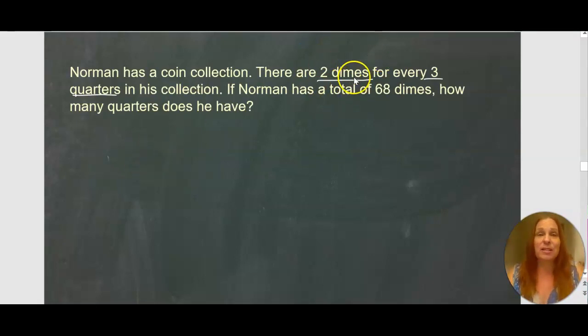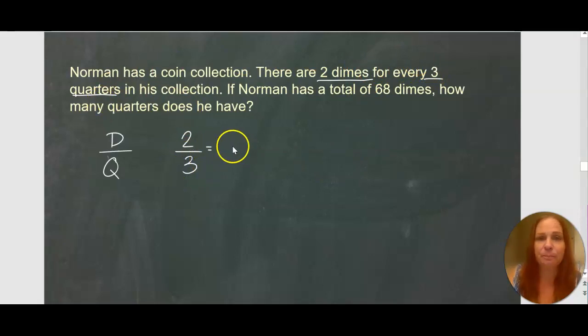So I'm just going to set it up the way that it's given. I'm going to put dimes on the top of my fractions, and I'm going to put quarters on the bottoms of all of my fractions in the denominator. Okay, so we have that there are 2 dimes, so I'm going to put 2 on top for every 3 quarters. So I'm going to put 3 on the bottom. Next to it, I'm going to have another fraction or ratio, but I'm going to be missing something, right?